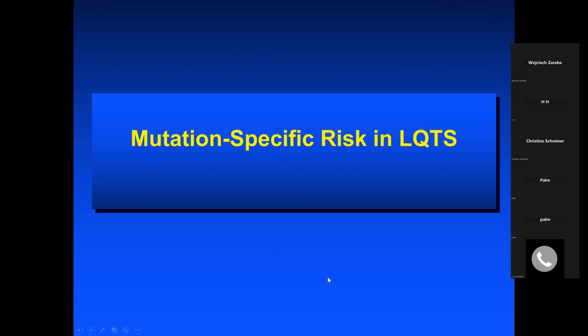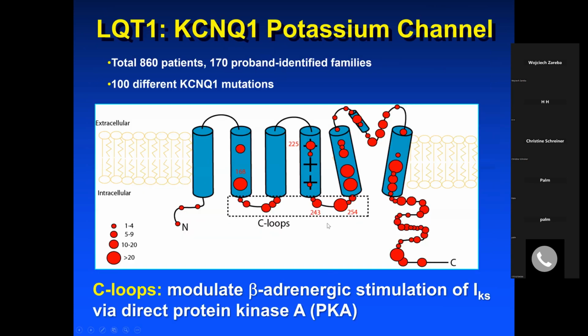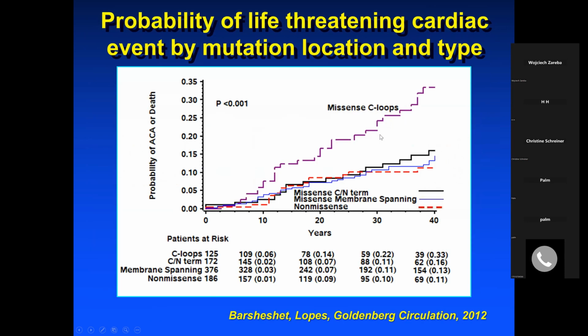We advanced beyond that, and today we know that the risk within each genotype also relates to the mutation, the location of the mutation. For example, in long QT type 1, the CLOP mutations that modulate the adrenergic activation are associated with the highest risk. And we see that long QT syndrome type 1 patients with CLOP mutations have the highest risk of lethal events from birth to age 40 years.